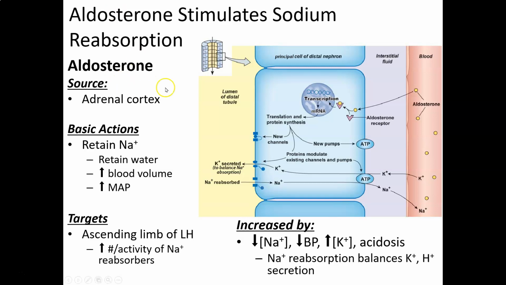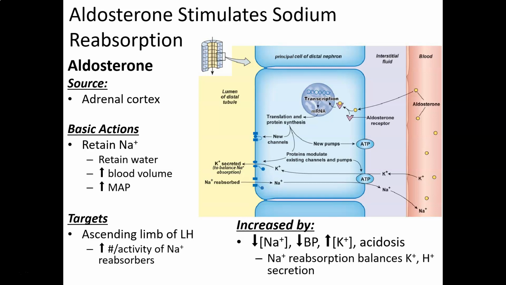Its basic action is that it retains sodium, which then allows us to retain water, which then allows us to retain blood volume, which then allows us to increase mean arterial pressure. So, like all of the water conservation hormones, it increases blood volume and blood pressure in some form. The targets are the ascending limb of the loop of Henle. If you remember when we talked about the functional anatomy of the nephron, the ascending limb of the loop of Henle is permeable to solutes, but impermeable to water.